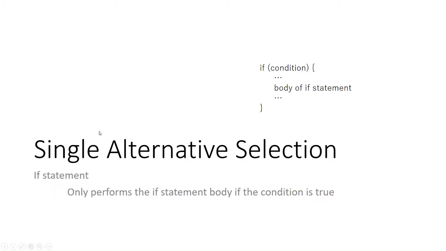All right, so working with if statements. We have a single alternative selection. That's an if statement. We have if, and then the condition enclosed within parentheses. And if we only have one line of code in the body of our if statement, we do not need the opening and closing braces. But if we have more than one line of code, we need those brackets.